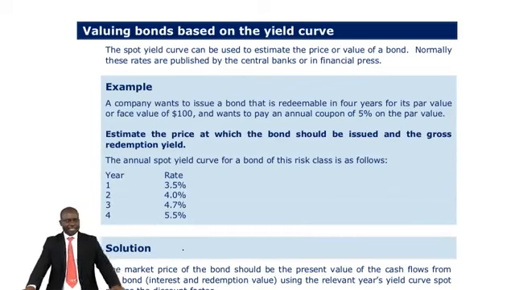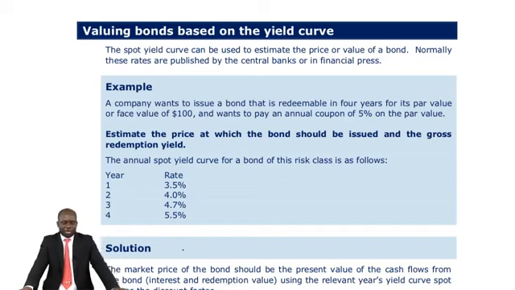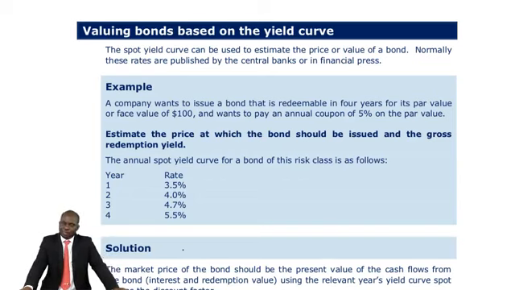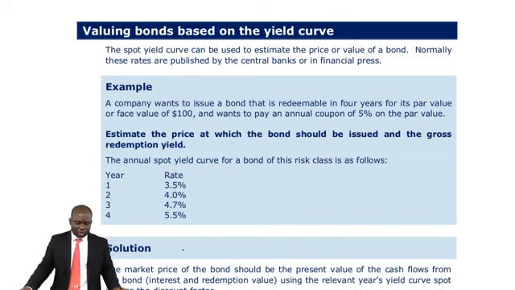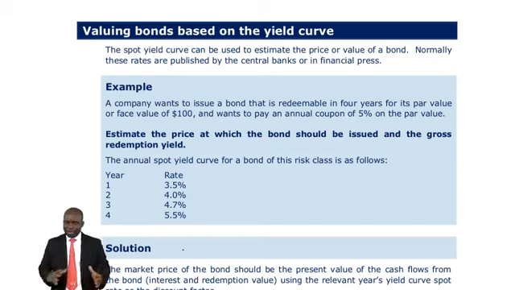So let's take this example. A company wants to issue a bond that is redeemable in 4 years for its par value or face value of 100 and wants to pay an annual coupon of 5% on the par value. Estimate the price at which the bond should be issued and the gross redemption yield. We are using this to establish the meaning of what I've said.